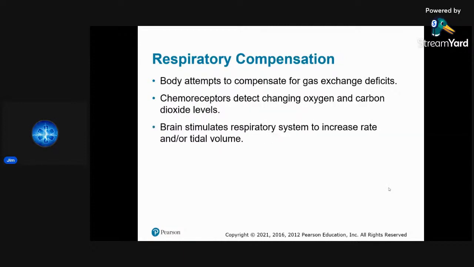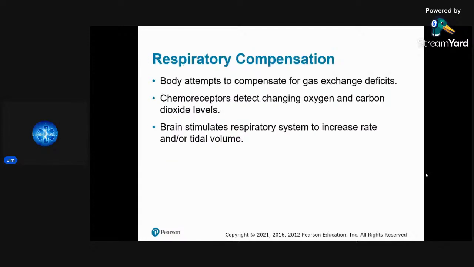Respiratory compromise. Your body's going to attempt to compensate, right? For this gas exchange deficiency, you've got chemoreceptors in your brain that will detect that oxygen and carbon dioxide levels are off. So what it's going to do is make you breathe more, or increase your tidal volume. You're going to breathe deeper. If I need more oxygen, first thing my brain's going to do is say, hey, I need a little more oxygen, so I'm going to bump up the respiratory rate. And maybe I may even take deeper breaths.